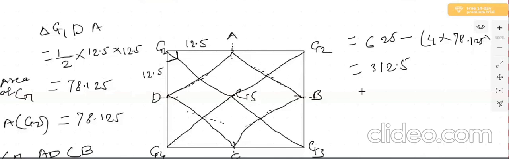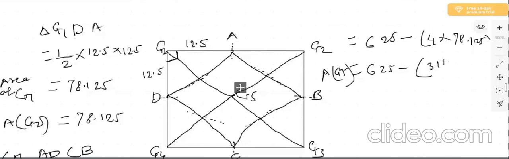G1, G2, G3, G4 and G5 as well. For G5, I will write the area of G5. It is 625 minus 4 into 78.125. Can you tell me how much 4 into 78.125 is? I will go step by step. 625 minus 4 into 78.125 is 312.5. Now the answer is also 312.5.